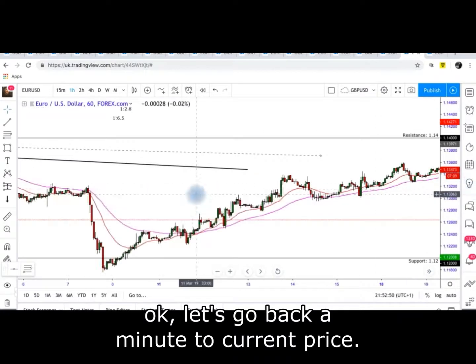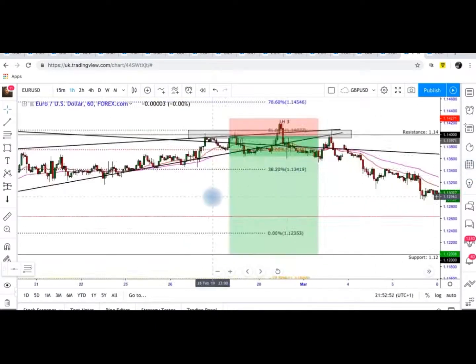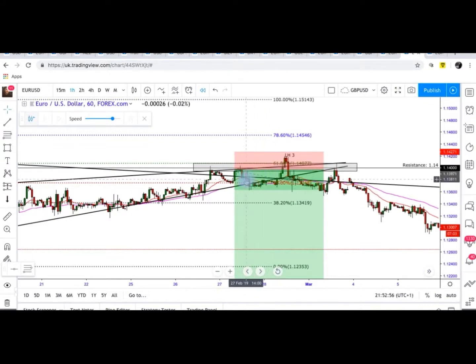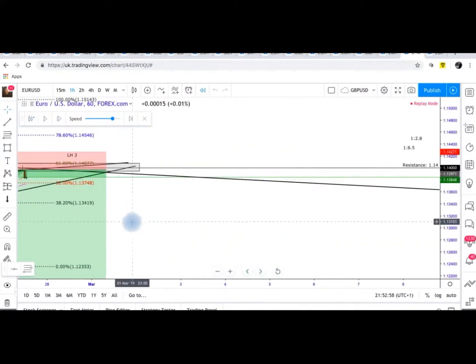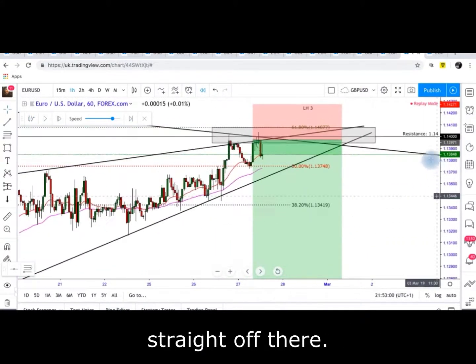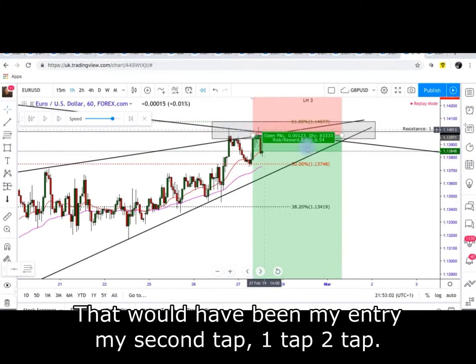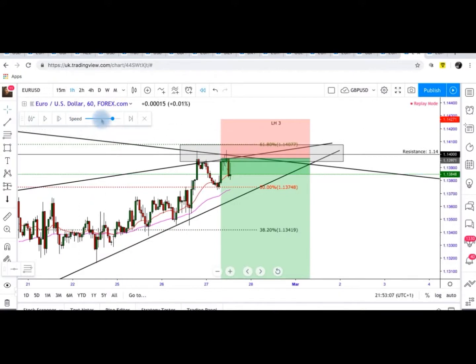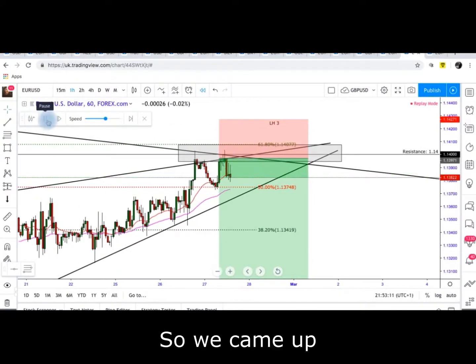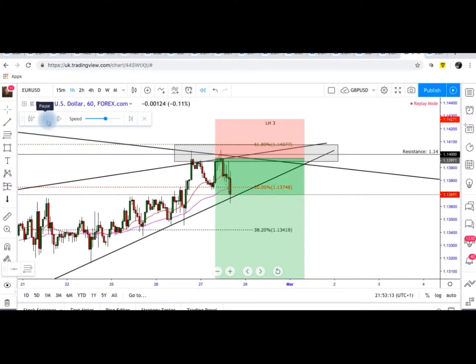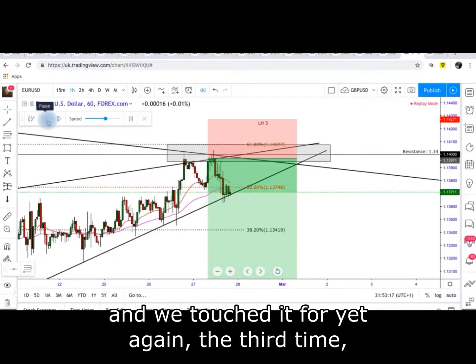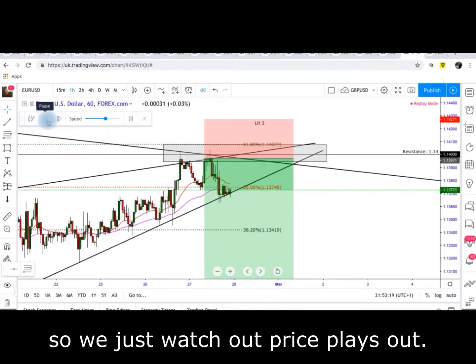Okay, let's go back a minute to current price, and let's do a bar replay once again. So that would have been my entry straight off there. That would have been my entry, my second tap: 1 tap, 2 tap. Now let's see what happened next with price. So we came up and we touched it for yet again the third time. So we just watch how price plays out.